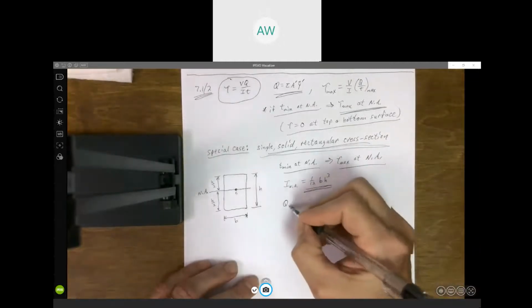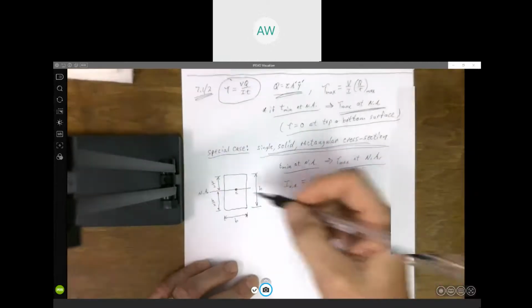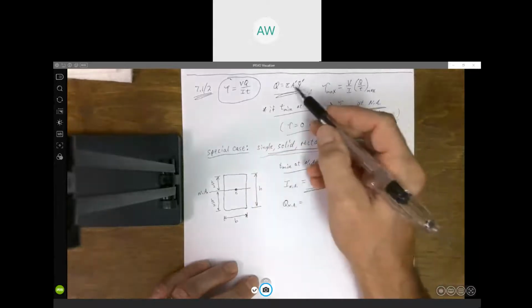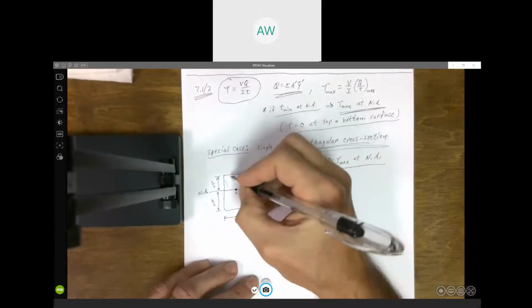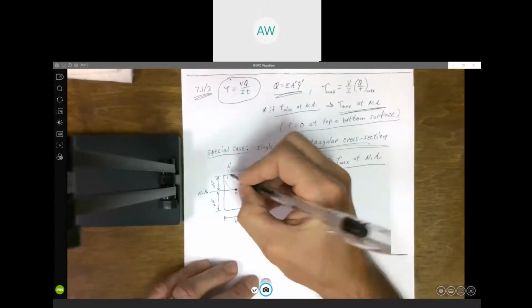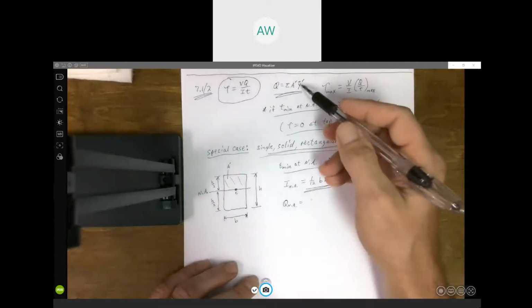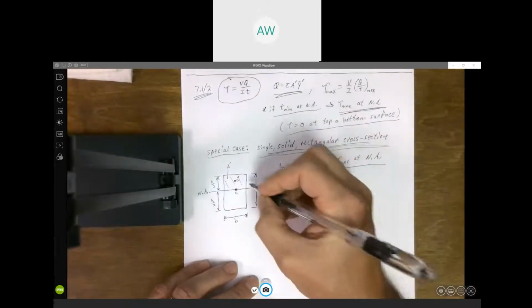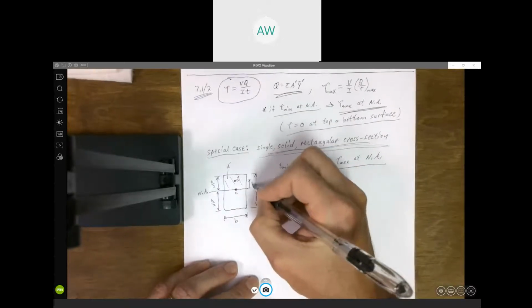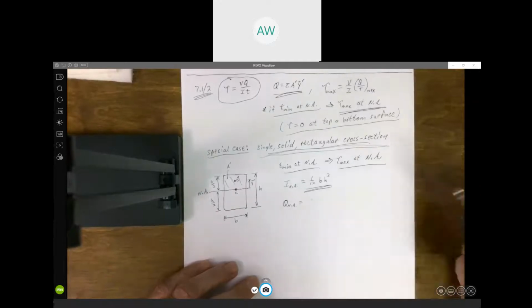Now, Q at the neutral axis: A prime would be all the area above the neutral axis, right? So this would be A prime, all the area above that. And we need to know what y bar prime is. We'll call this c prime. This would be y bar prime, the distance from the neutral axis to the centroid of that area, A prime.